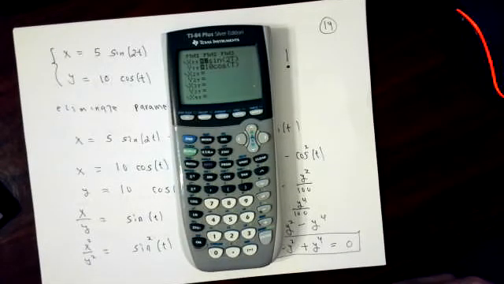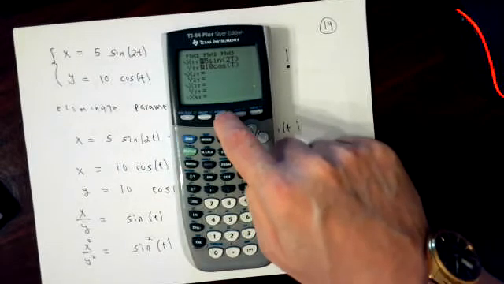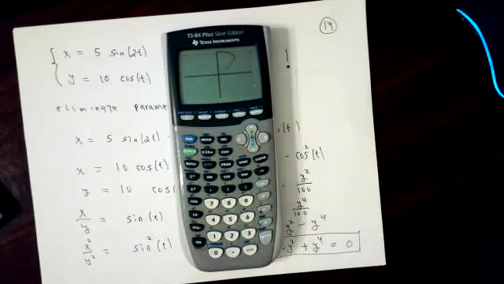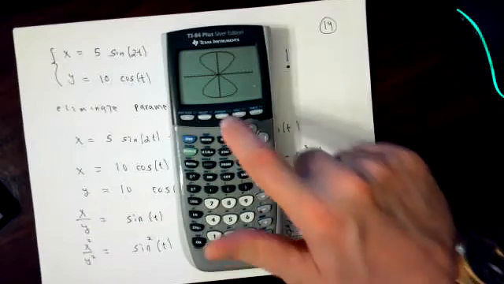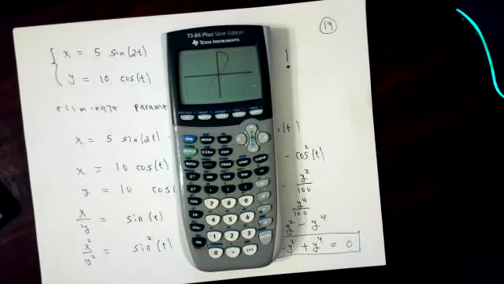A more complicated example: x equals 5 sine of 2t, and y is 10 cosine t. I've already put this in my calculator. Also, I've turned connect back on because it does no harm in this case. I'm going to put this on the default viewing window, and I get a figure 8 pattern. Let me square that up. That's better. It's still a figure 8 pattern.